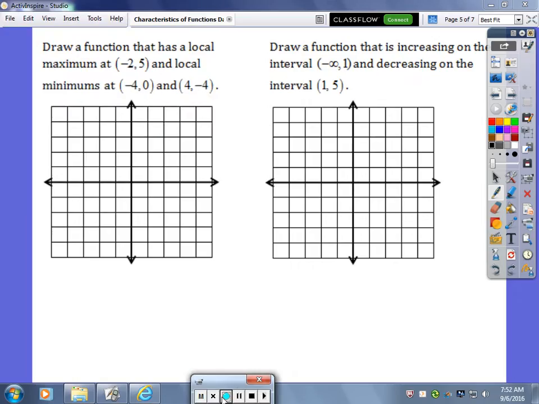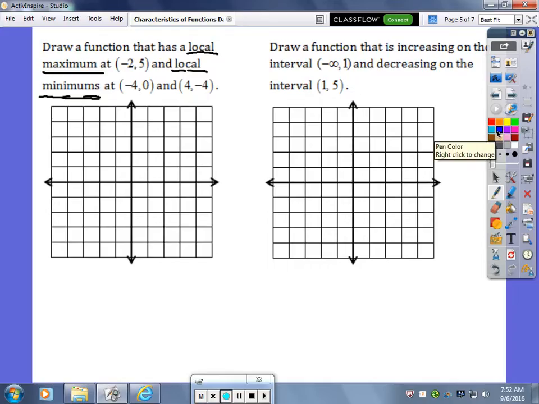All right, so what we're going to do now is go backwards. Before, we had a graph that we saw and we needed to determine and find certain parts and characteristics of it. Now we are given the characteristics and we go ahead and draw our own graph, our own function. In this first example, we're supposed to draw a function that has a local maximum at (-2, 5) and two local minimums, at (-4, 0), and the other one is at (4, -0).